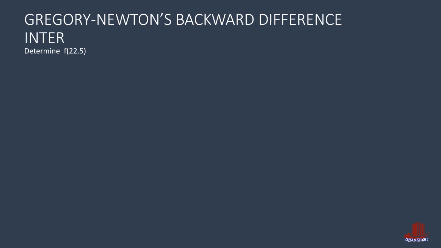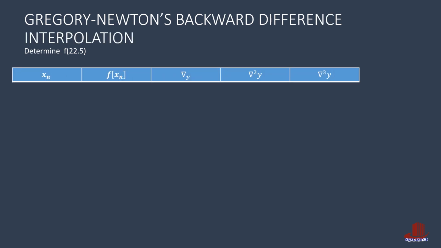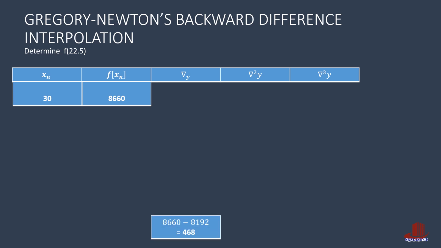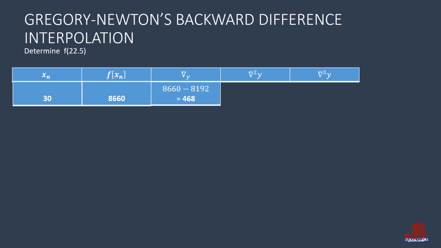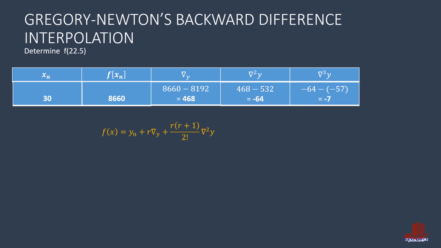Let's check if we get the same answer using Gregory-Newton backward interpolation. The coefficients for the next method are 30, 8660, 468, negative 64, and negative 7. R for the method is x minus x sub n over h. That is 22.5 minus 30 all over 5, which gives negative 1.5.